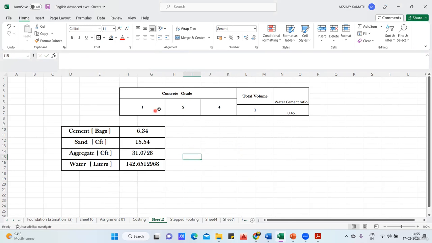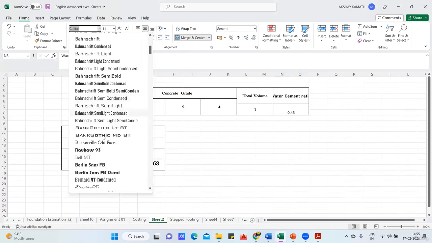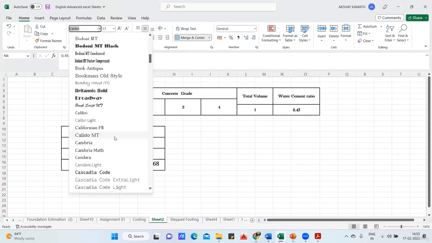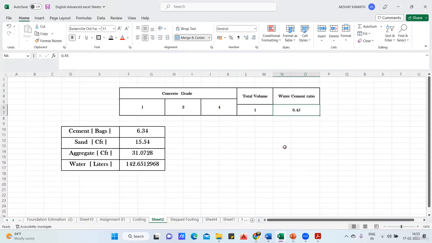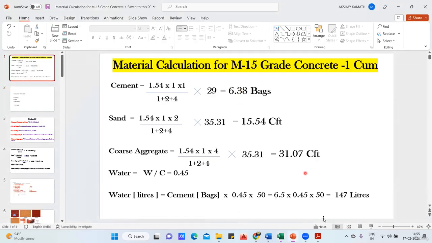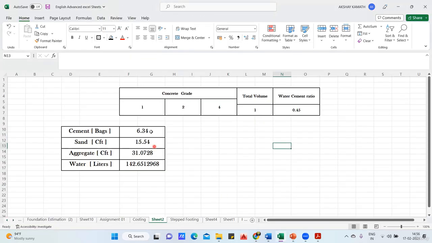Now let us say I'm preparing 1:2:4. That is M15 grade. Volume is for 1 cubic meter, and this is my water cement ratio. I'll bring it to the center now. Okay, fine. Yeah, great. Finish. So what is the manual answer we got? So manually I got 6.38. In the Excel sheet I'm getting 6.34. That is okay, not an issue.